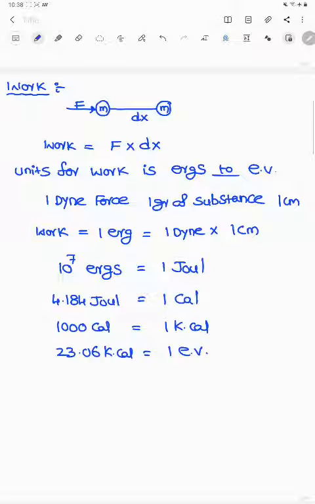10 to the power of 7 ergs is equal to 1 joule, 4.184 joules is equal to 1 calorie, 1000 calories is equal to 1 kilocalorie, 23.06 kilocalories is equal to 1 electron volt.